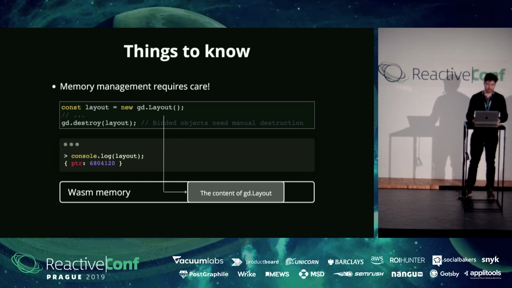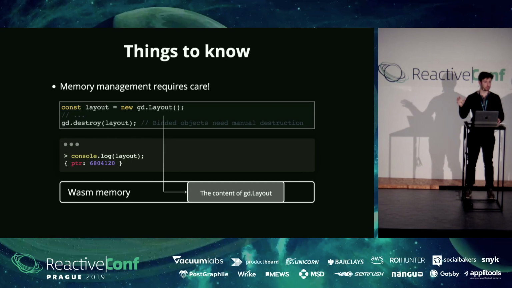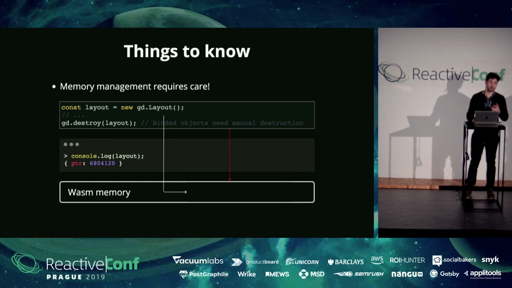If you don't destroy it, if you just forget about this layout variable in your JavaScript, then the reference to this memory is lost forever. Basically, you have a memory leak. So you have to remember to call the module.destroy method that will be basically running the destructor in C++, Rust, whatever, and will release the memory. So that's something that you have to remember to do.